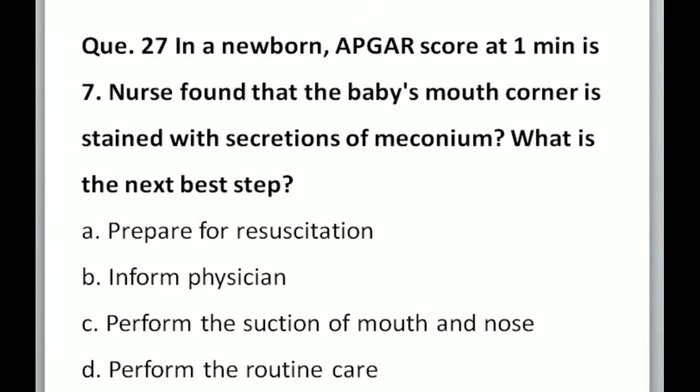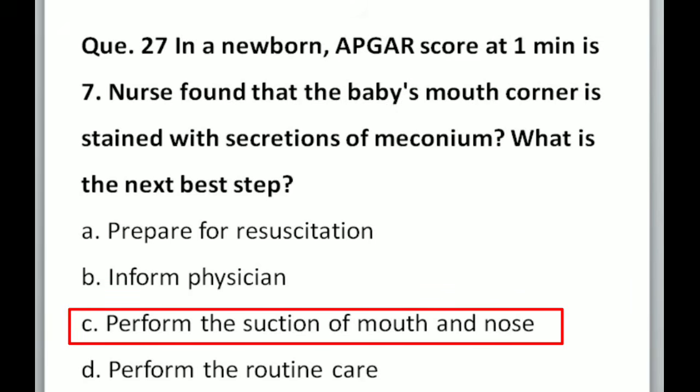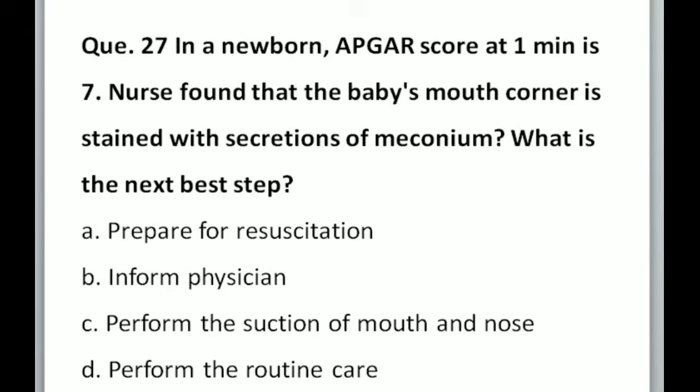Q27. In a newborn, APGAR score at 1 minute is 7. Nurse found that the baby's mouth corner is stained with secretions of meconium. What is the next best step? A. Prepare for resuscitation. B. Inform physician. C. Perform the suction of mouth and nose. D. Perform the routine care. Correct option is C. Perform the suction of mouth and nose.